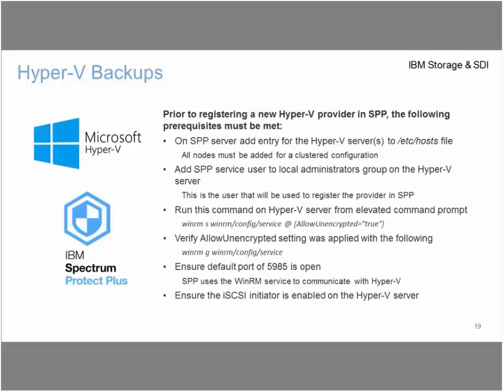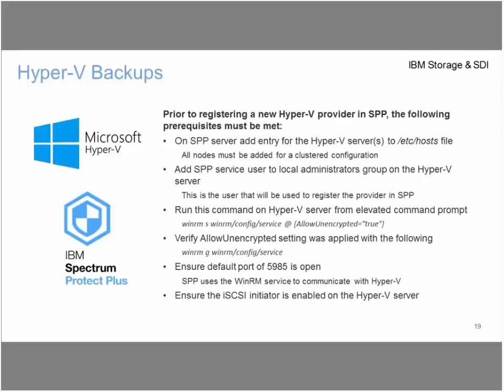You're going to want to run a command on the Hyper-V server, and this command essentially is going to allow unencrypted to be set to true. We need this in order to be able to perform the tasks, again, of snapshotting and especially doing the file metadata indexing for data that resides within those Hyper-V virtual machines. So you run that winrm command to set the allow unencrypted to be true.